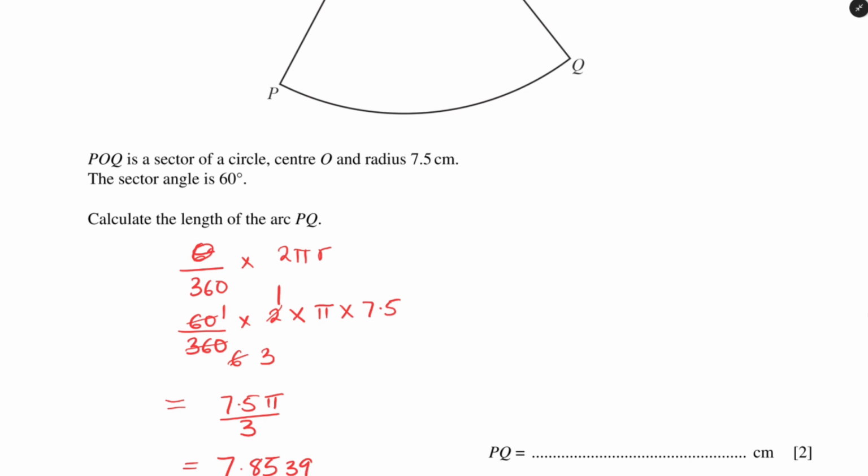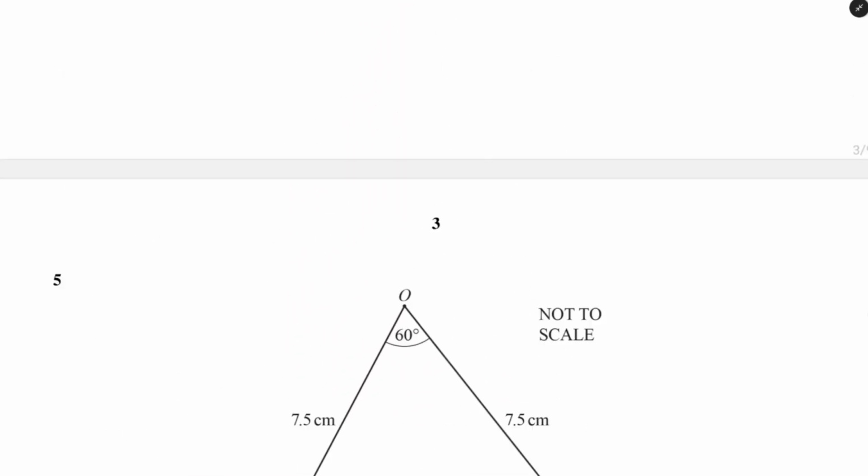Okay, and simplifying that, it's going to turn out to be 7.8539. Remember, we are required to give our answer to 3 significant figures when it's not an exact value. So our final answer as our length of PQ will be 7.85 centimeters.